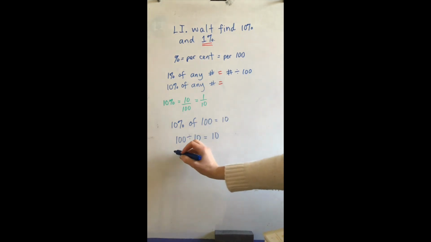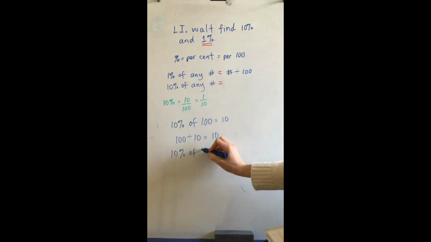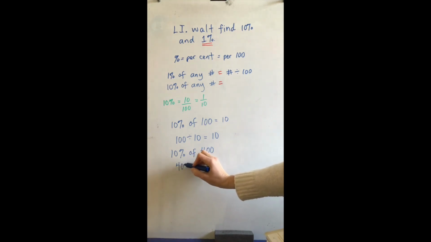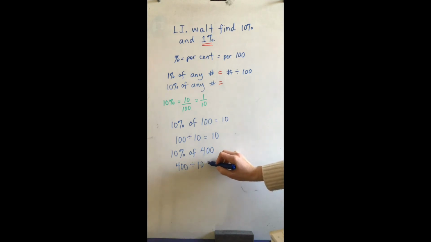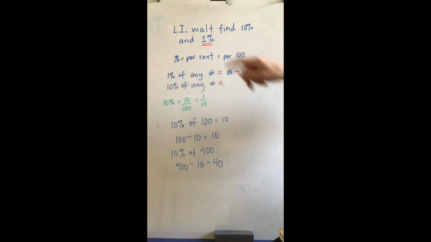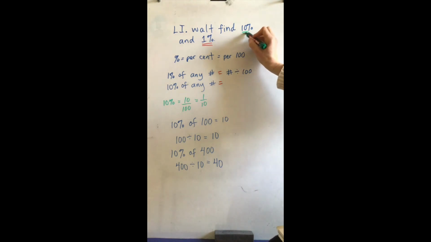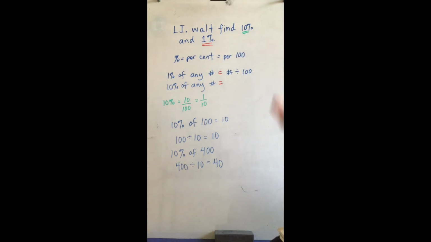I can do the same with any other number. So 10% of 400, let's say, as our same example, would be 400 divided by 10, which is equal to 40. Okay?